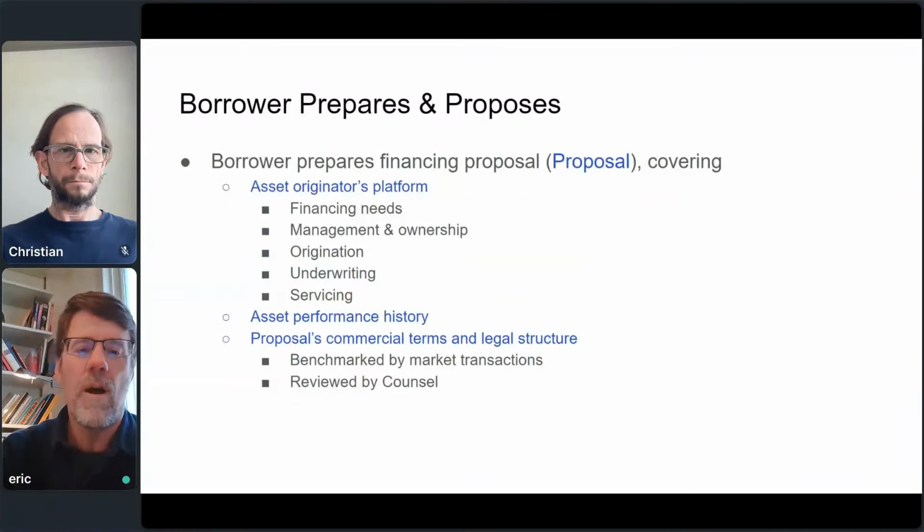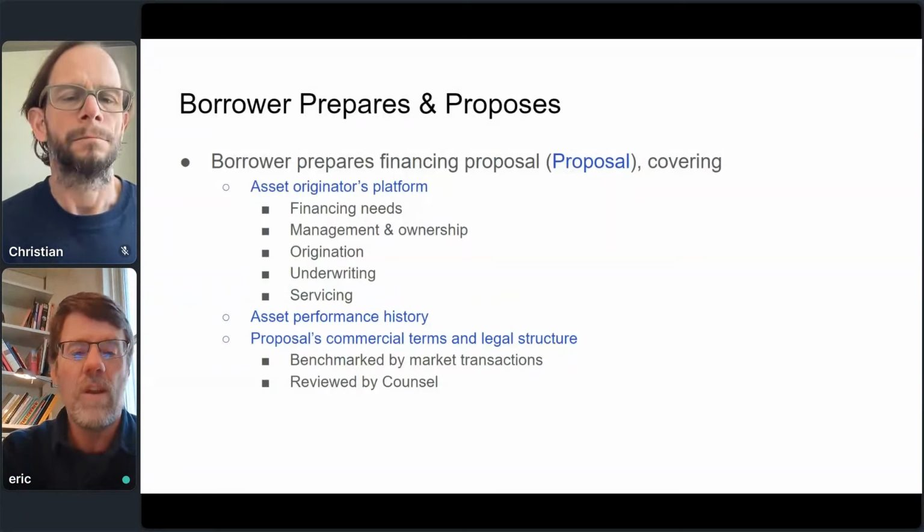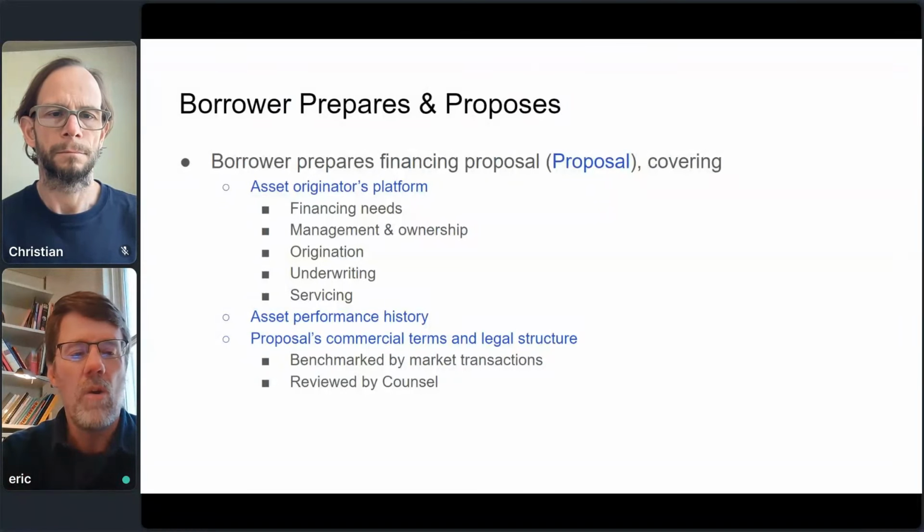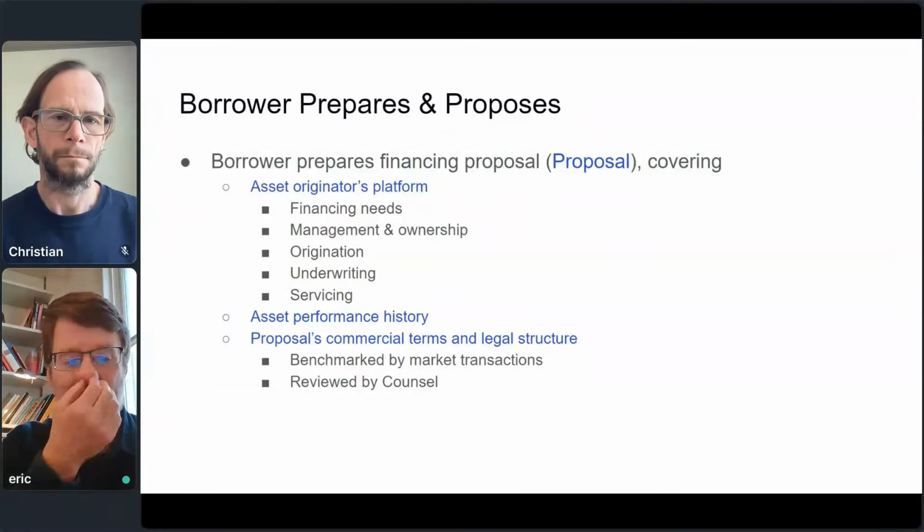So how does it go? Well, the borrower starts by preparing and proposing. They put together this financing proposal to potential lenders. What is it going to cover? Their origination platform. That just goes like, what do they need the money for? Who owns them? Who is their management? How do they originate assets? Loans. How do they underwrite them? What's their credit process? How do they service them? I.e., monetize the payments.